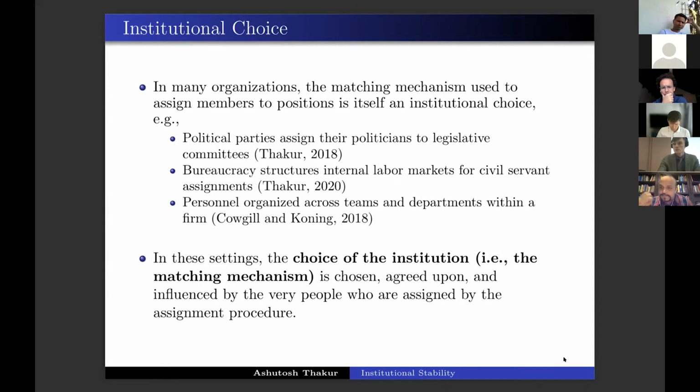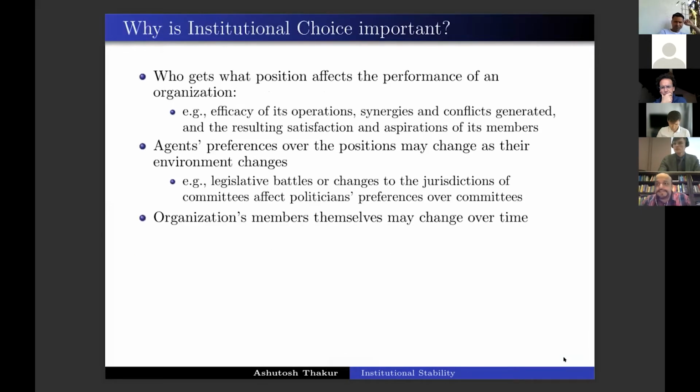Okay, so this is a different type of setup, which is it's not an Al Roth coming in and saying, here's the matching mechanism, it's these people collectively agreeing upon how to design the system to allocate themselves. Okay, so that's what I'm going to focus on in this talk. So I don't need to tell this audience that who gets what position is going to affect all types of aspects of an organization's performance, synergies and conflicts between the members, aspirations, and so forth.